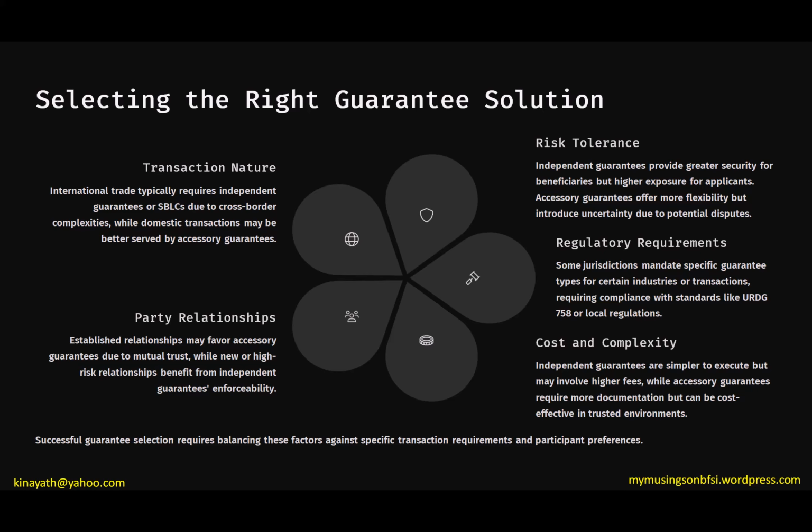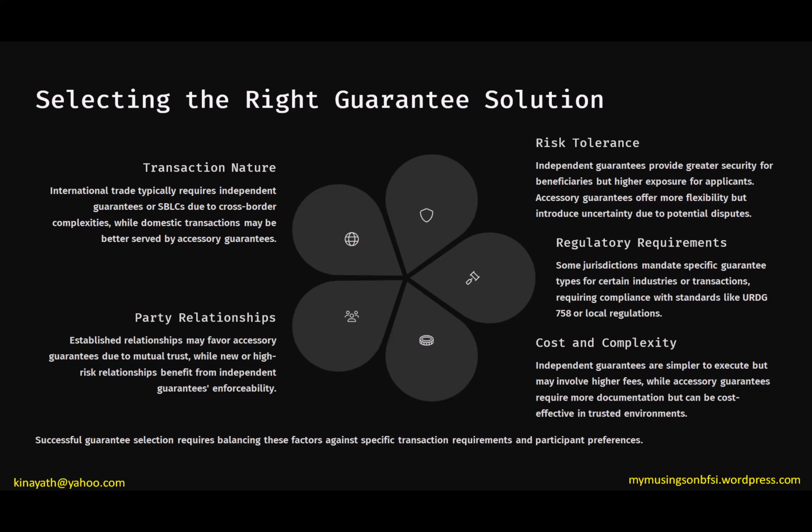Sometimes independent guarantees are simpler to execute, but they are more costly, while accessory guarantees are a little less costly but a little bit more complex. So, the cost versus complexity, the requirements of a regulation or a standard rules to be applied, or the tolerance of how much risk you can take, or what's the type of transaction, or how deep is the relationship, these are some of the factors which help us to decide what guarantees can be accepted for a specific situation.